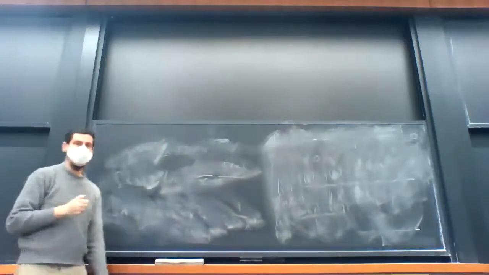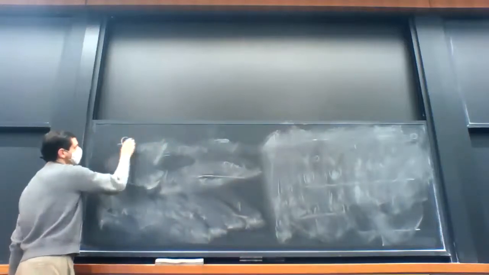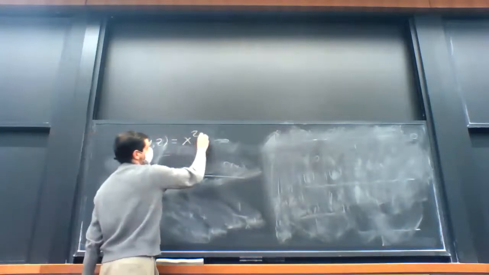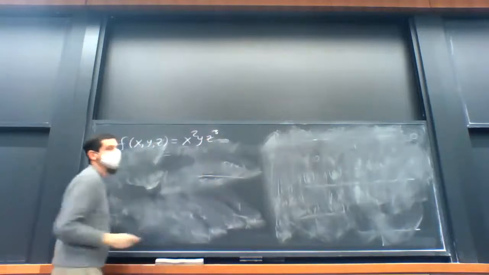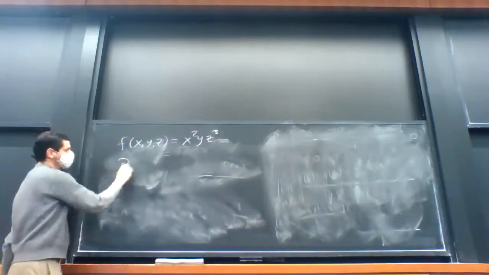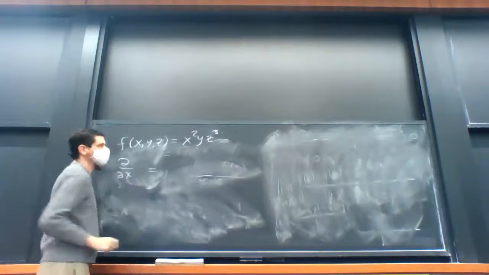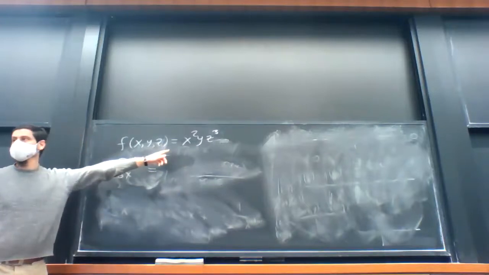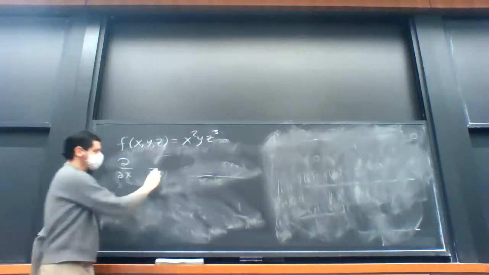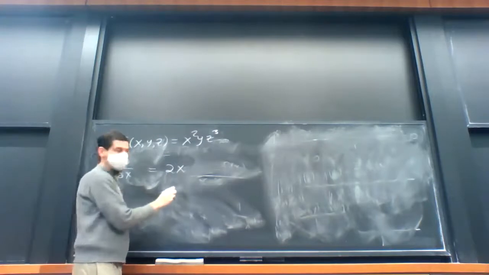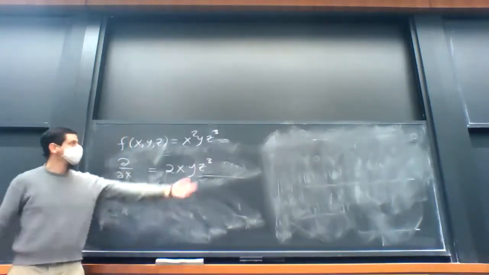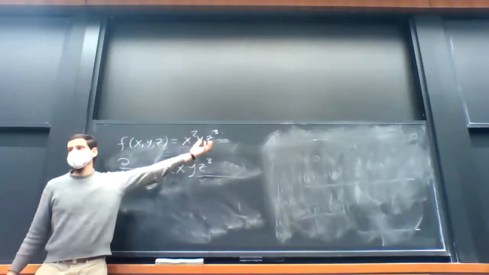You want good notation. If I give you a function, f of x, y, z equals x squared y z cubed, don't write things like d by dx equals. And so what would be the partial with respect to x? 2x y z cubed. Because I can just use y z cubed as a constant.